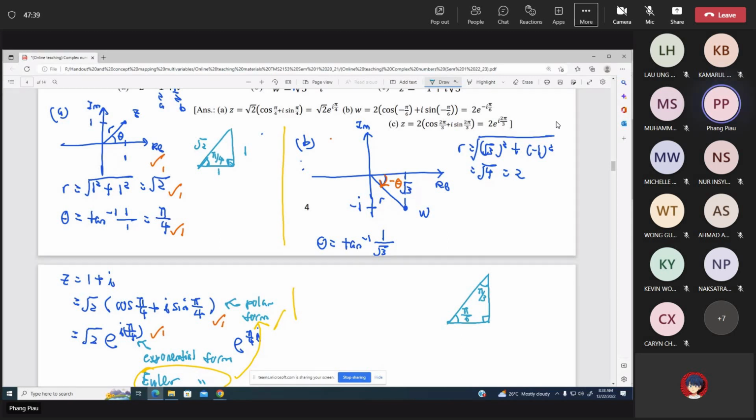So you have your 1, 2, and root 3. Do you still remember this triangle, for you to get sine and cos for 30 degrees and also 60 degrees? This part, of course, is 30 degrees. Pi over 6 is your 30 degrees. And this pi over 3 is your 60 degrees.